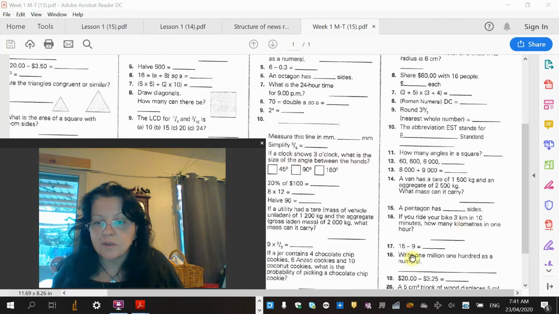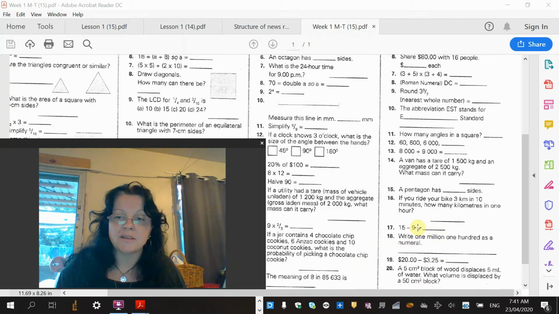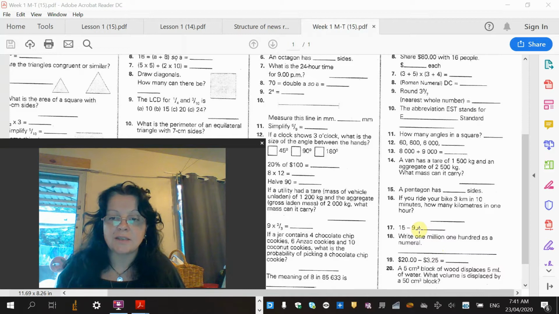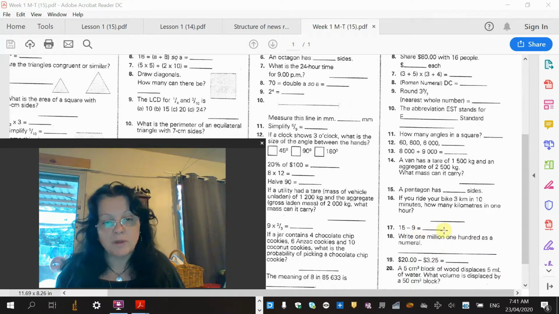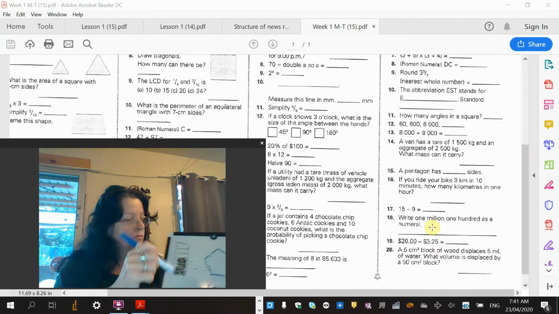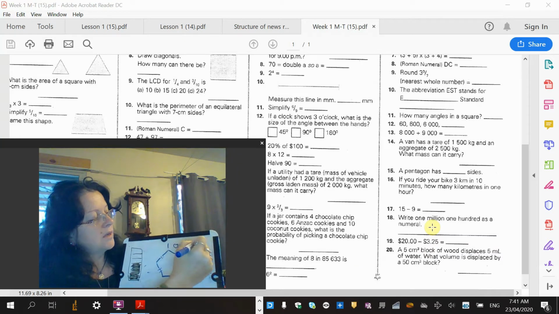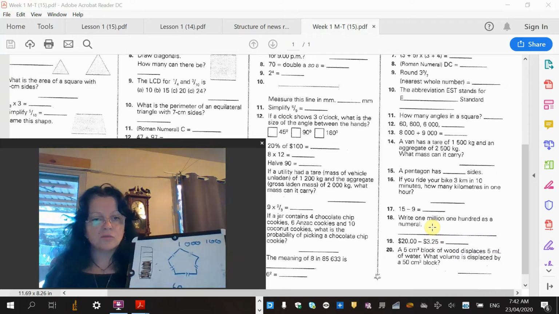Okay, next one is 15 take away 9. I'll let you work that out. Really easy way is you can round that up to 10 and say as a friendly number that that's 5 and then add one more on, so that's 6. Write 1,100,000 as a numeral. So 1,100,000 as a numeral.